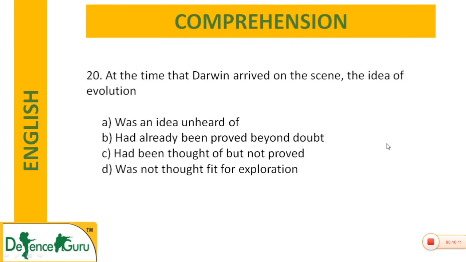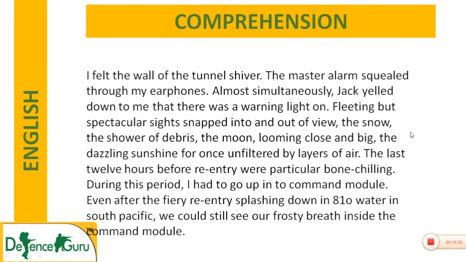At the time that Darwin arrived on the scene, the idea of evolution was: an idea unheard of, had already been proved beyond doubt, had been thought of but not proved, was not thought fit for exploration. So here option C is correct, had been thought of but not proven. So this was the right one.